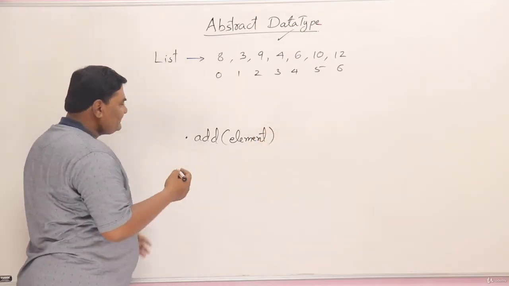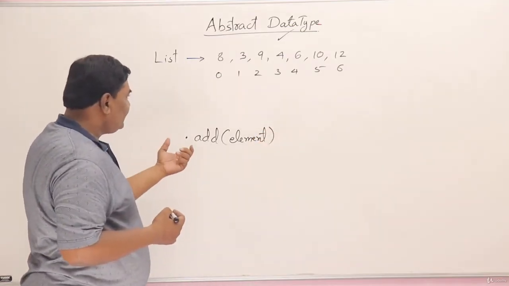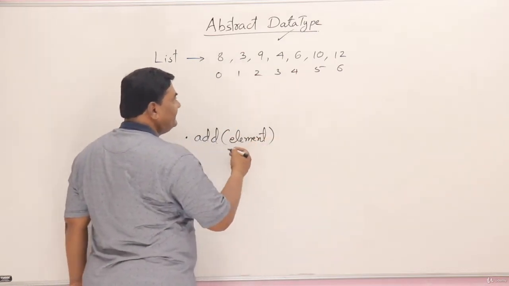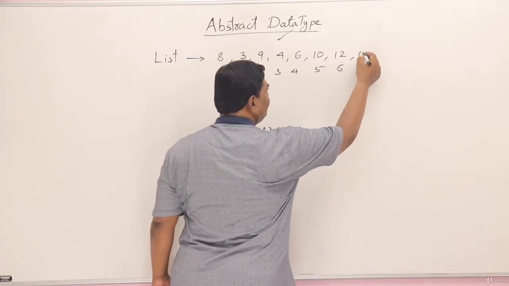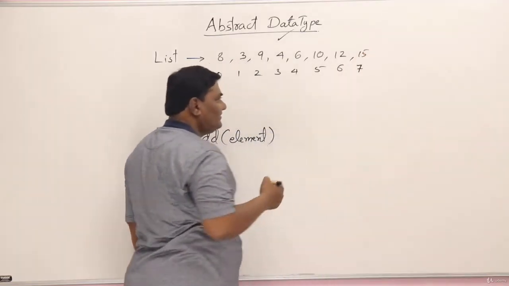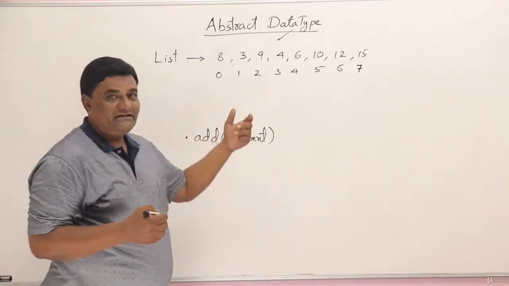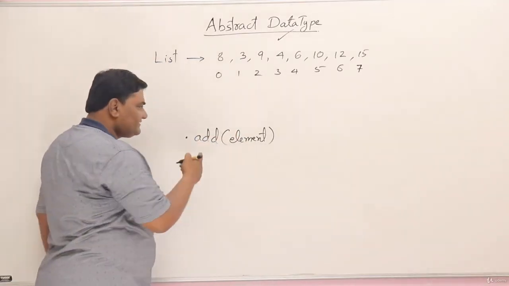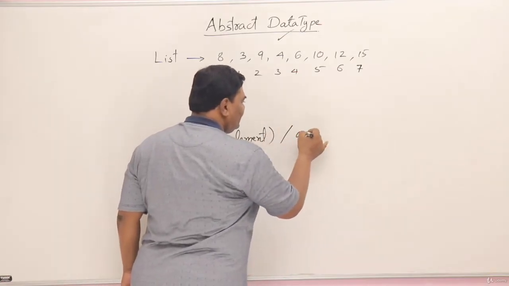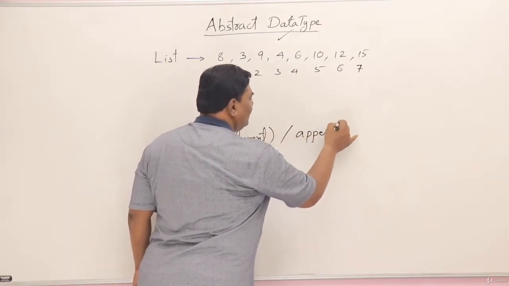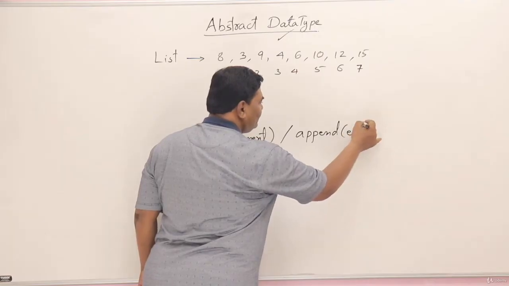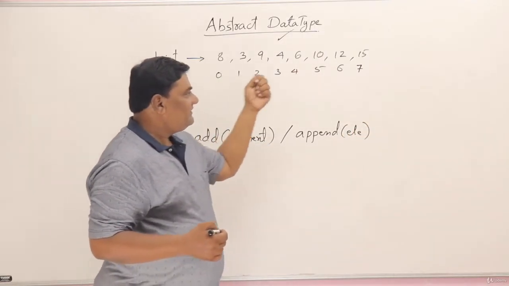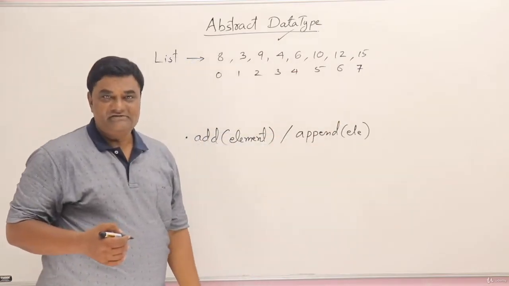Adding an element means that I want to add something to the end of a list. Suppose I want to add 15. So 15 should be added here at index 7. So add means adding an element to the end of a list. And this add can also be called append. Append an element. So this also means adding some element at the end of a list.